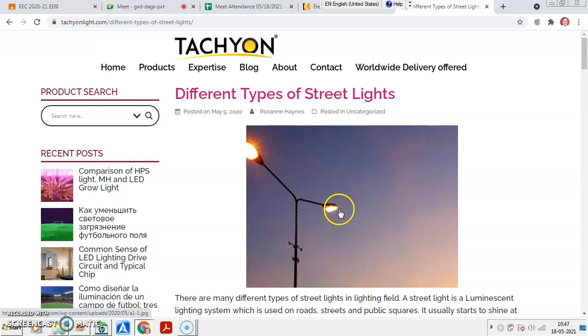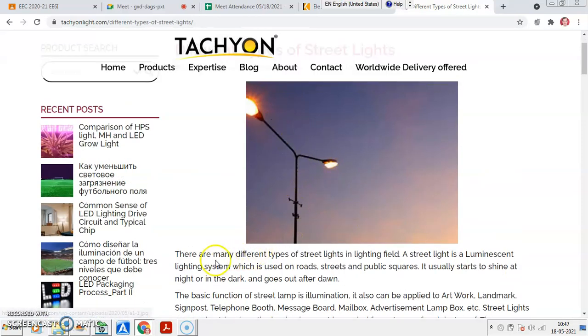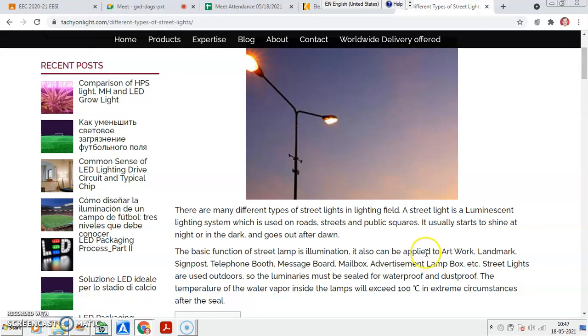So this is particularly the opposite structure. First one, what we have, different types of street lights. This street light is a luminescent lighting scheme which is used on roads, streets, public areas. It usually starts to shine light in the dark and goes out after dawn.